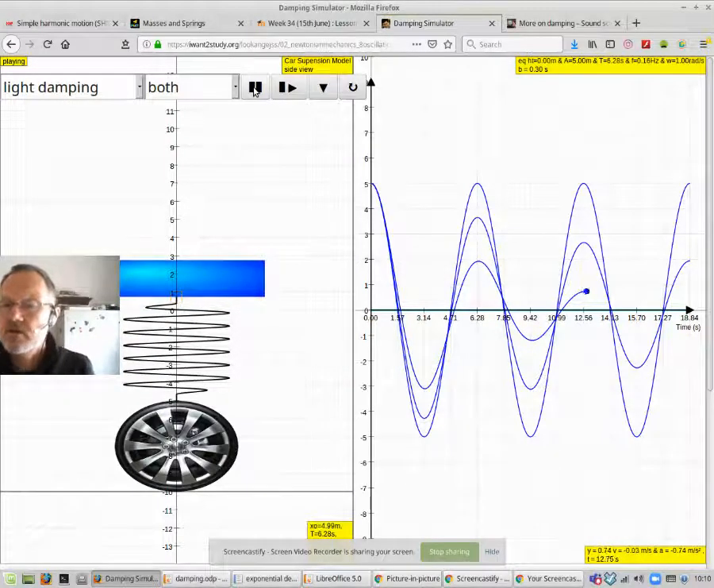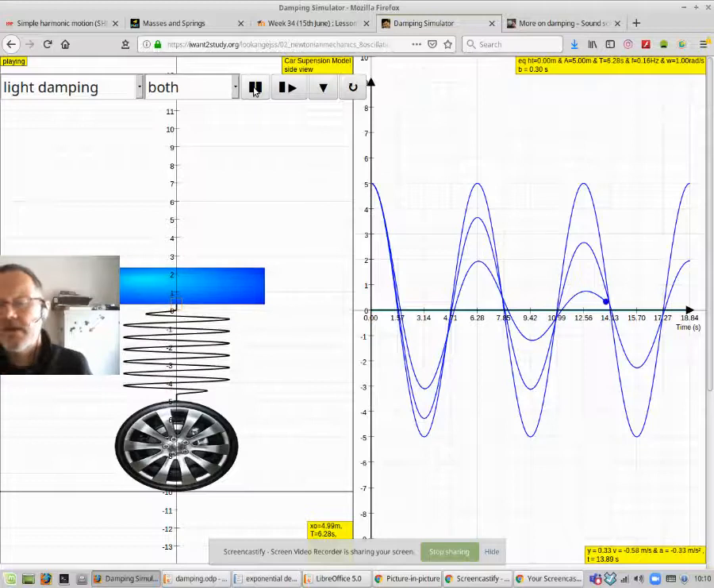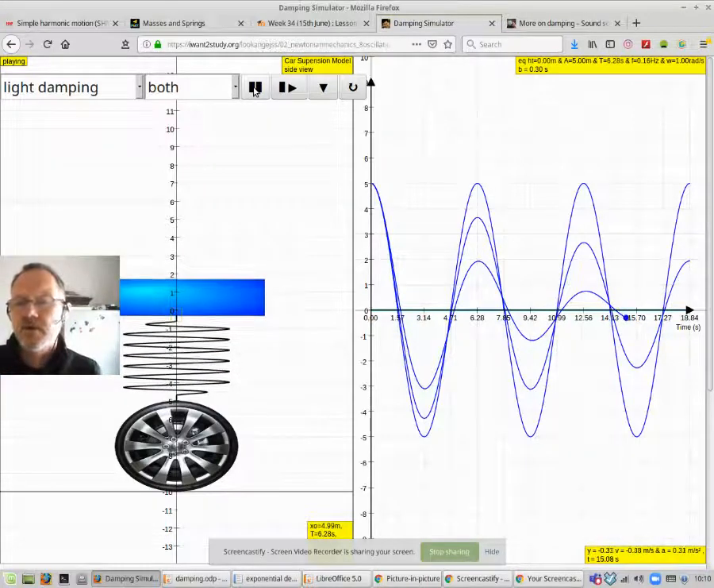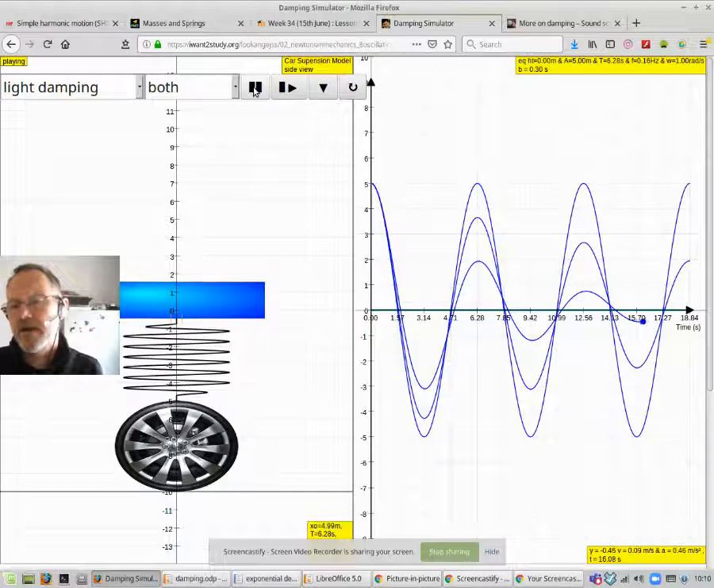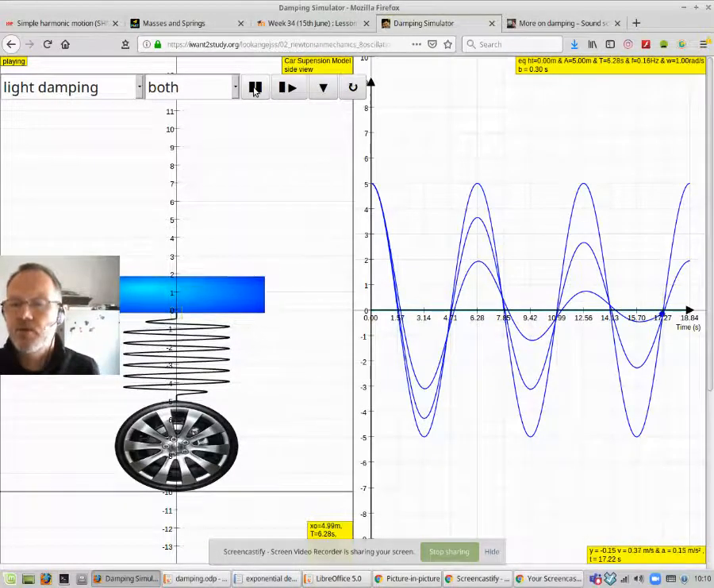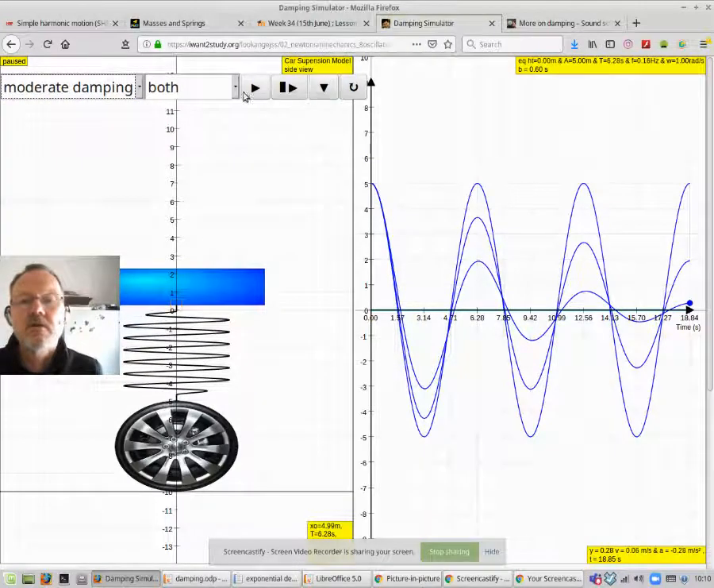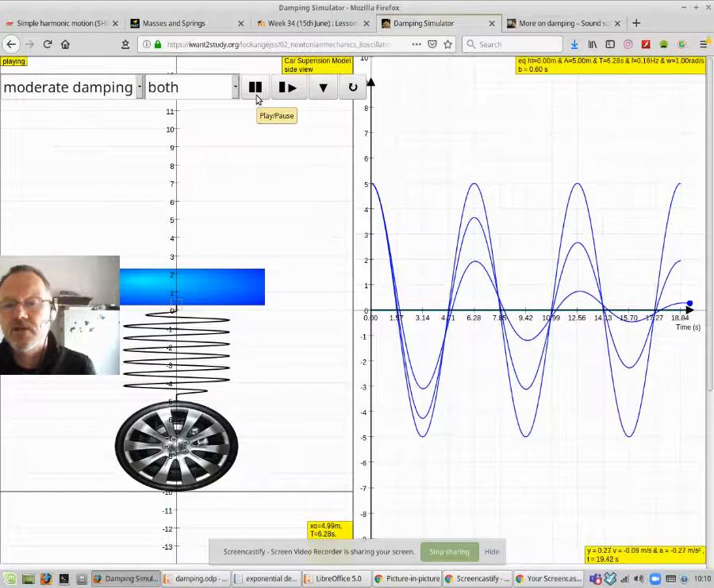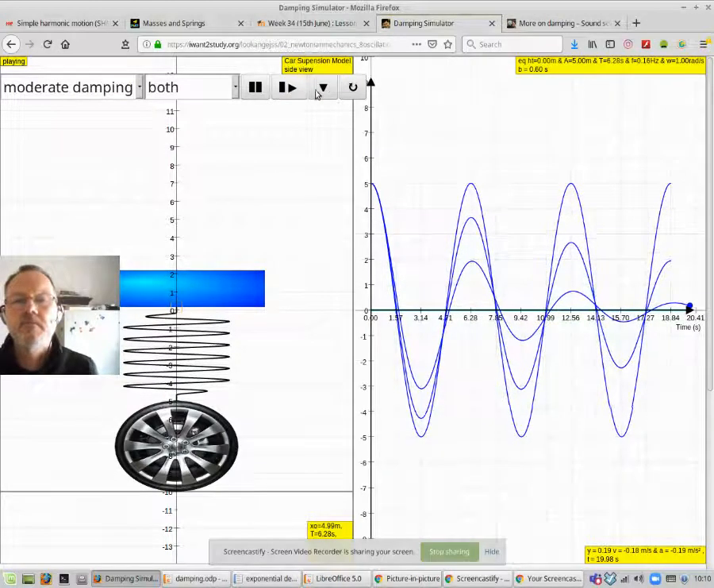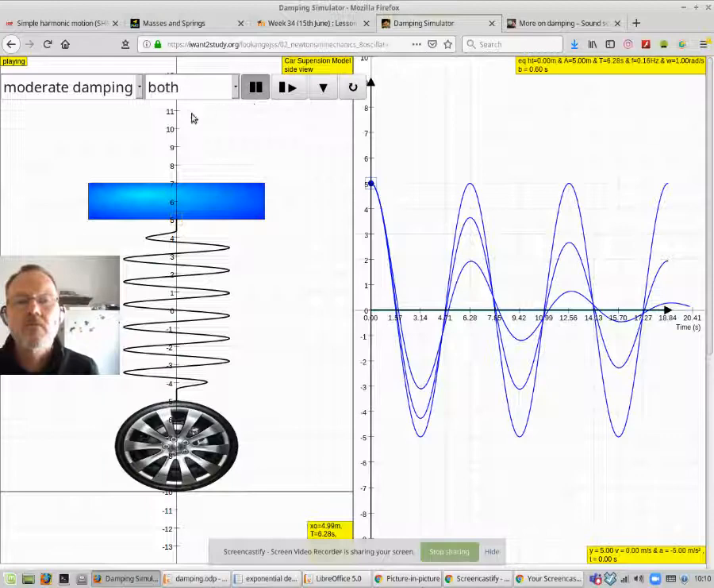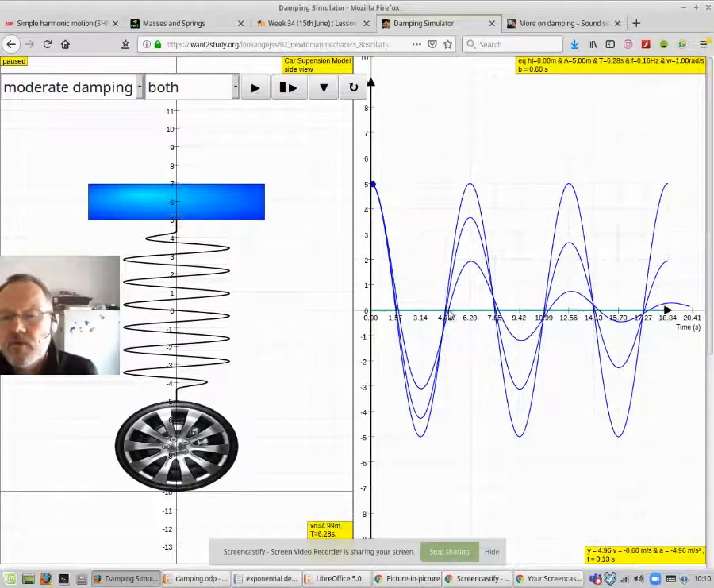Okay, so you can start to see that increasing the damping is having a greater effect on the decrease of the amplitude. But the other thing you perhaps notice is that the period of the oscillation is remaining the same. So the point at which the maxima are reached is the same in each case. So although we're changing the damping, we're still maintaining the same period of oscillation as we had before.